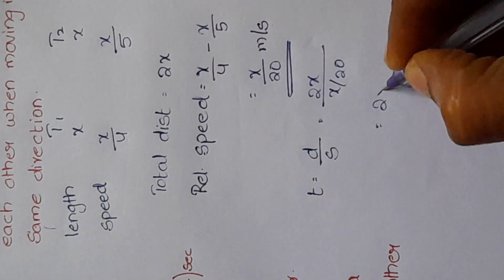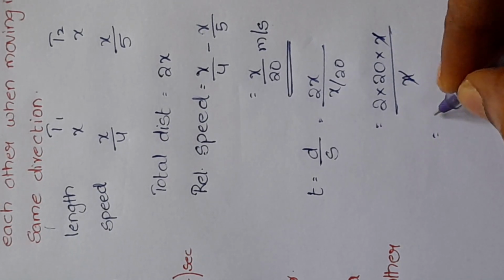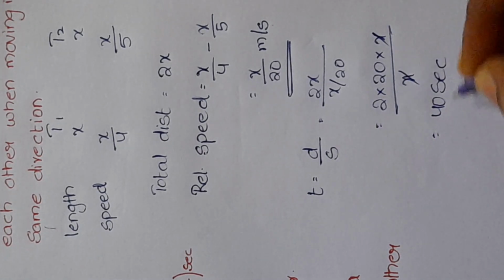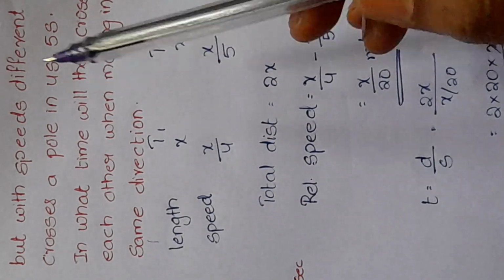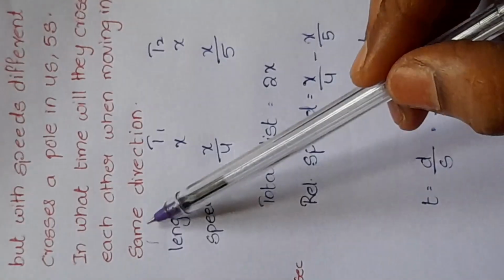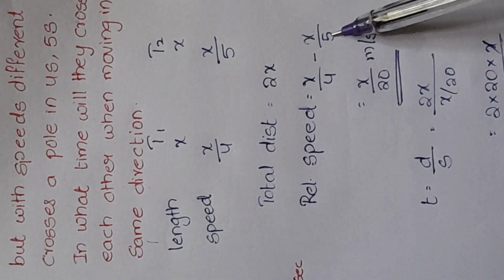We can write this as 2 into 20 into x by x. x and x get cancelled. The answer is 40 seconds. Both the trains cross each other in 40 seconds when they are moving in the same direction. If the same question is given, but the trains are moving in the opposite direction, here the relative speed becomes x by 4 plus x by 5.